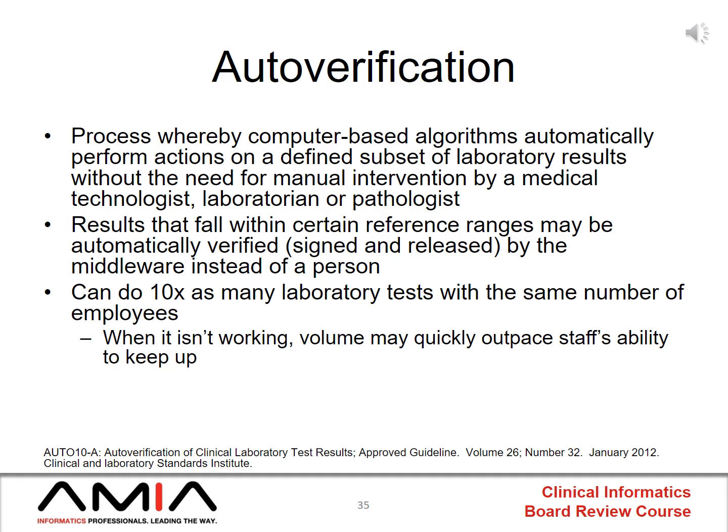Auto verification systems are typically managed through the use of middleware. And in a laboratory, middleware is typically software that sits on a separate server between a laboratory instrument and the laboratory information system, and typically they perform functions on laboratory data that aren't available in the laboratory information system itself. An example of auto verification is when you have results that fall within certain reference ranges considered to be normal or slightly abnormal that can be automatically verified by the system.